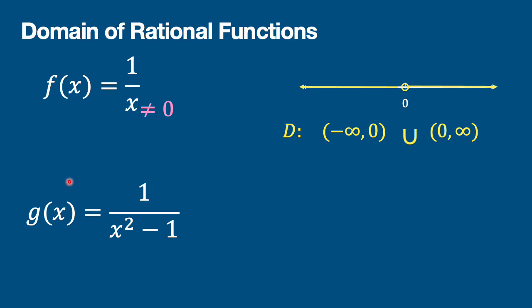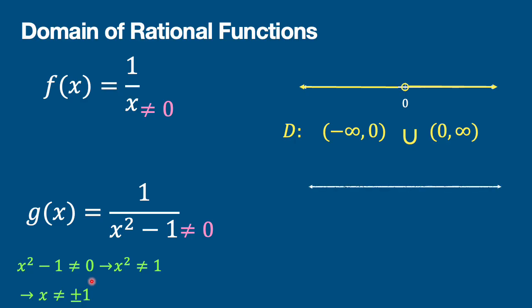The second part is g of x equals 1 over (x squared minus 1). The denominator cannot be 0, right? So we're going to solve this. X squared minus 1 cannot be 0. Move 1 to the right. X squared cannot be 1. X cannot be not just 1, but positive and negative 1. Be very careful with that. So x cannot be 1, and x cannot be negative 1.